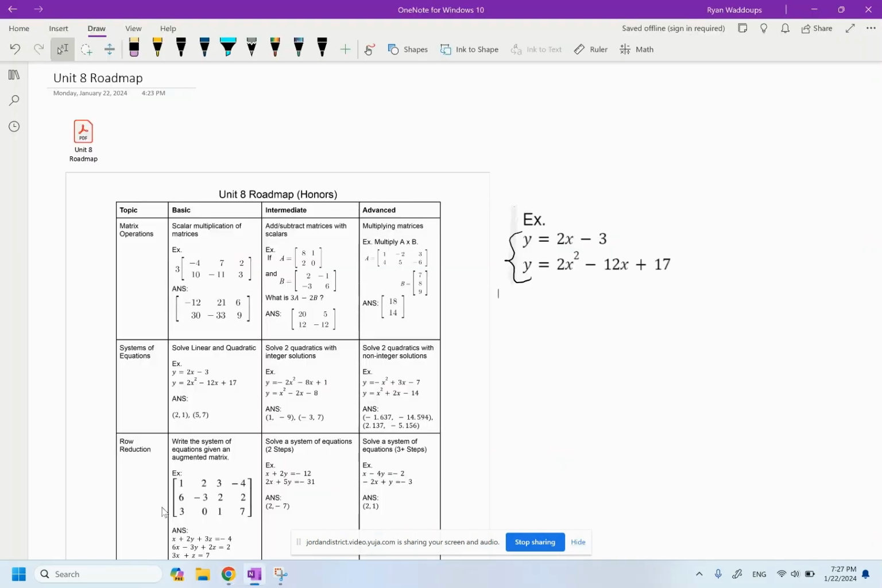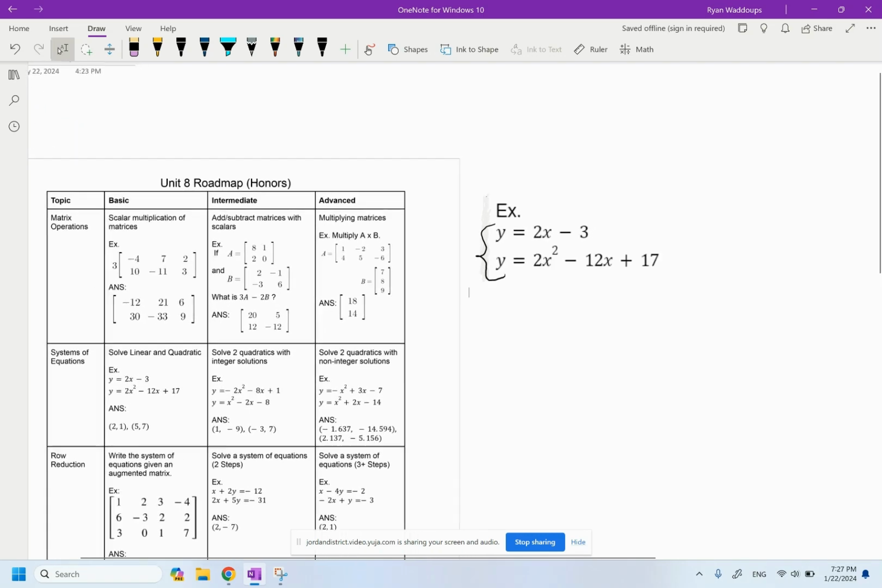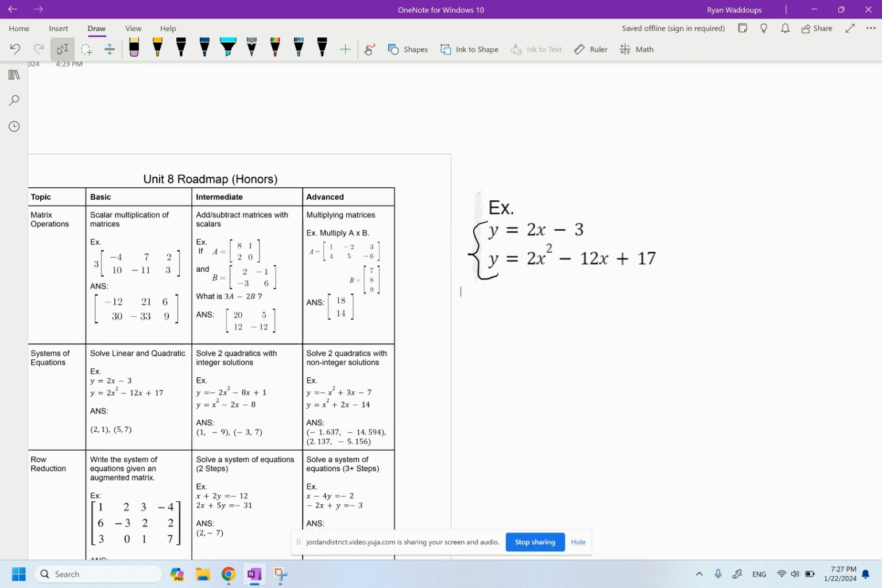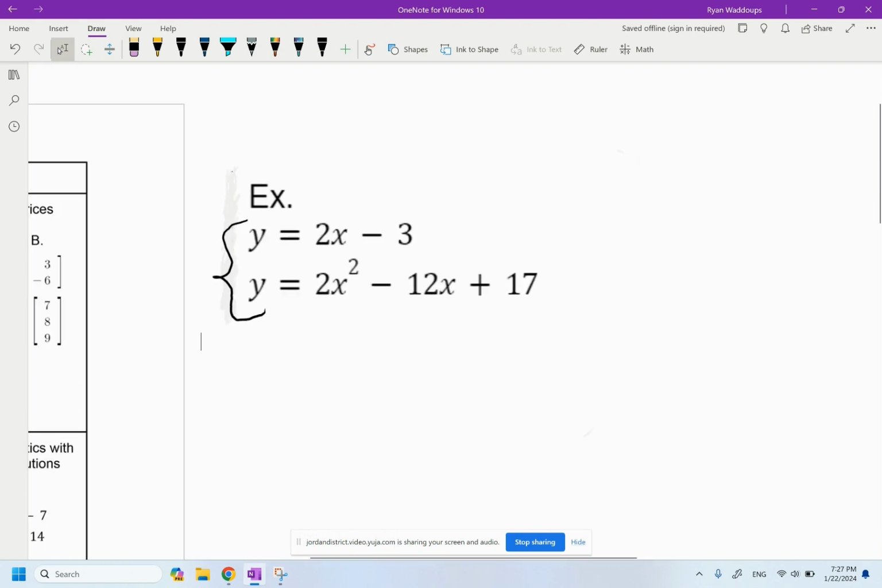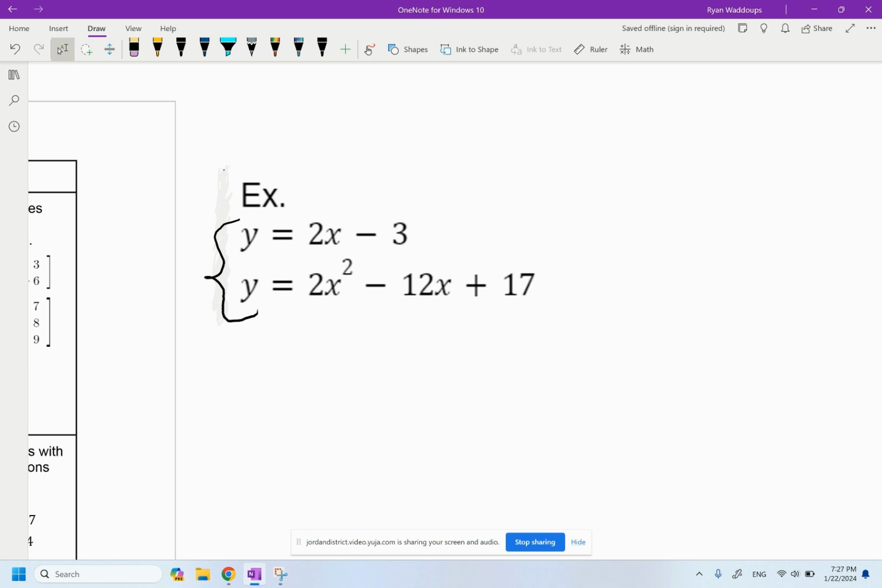Hello, welcome. In this video, we're going to talk about how to solve systems of equations, specifically how to solve a system of equations that has a linear equation and a quadratic. This top one, this right here, is my linear equation, and this one, because of this exponent 2 there, is my quadratic.